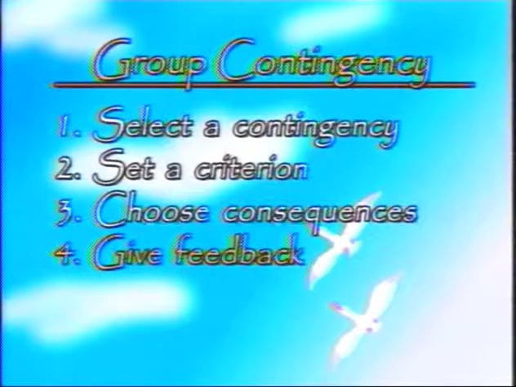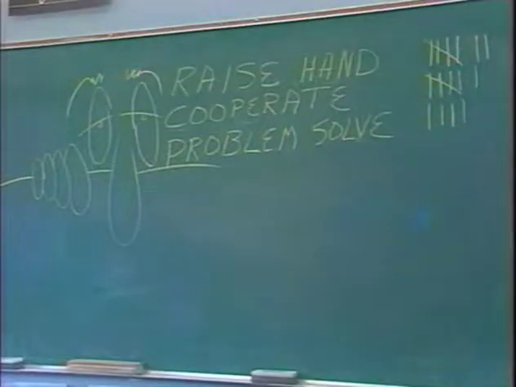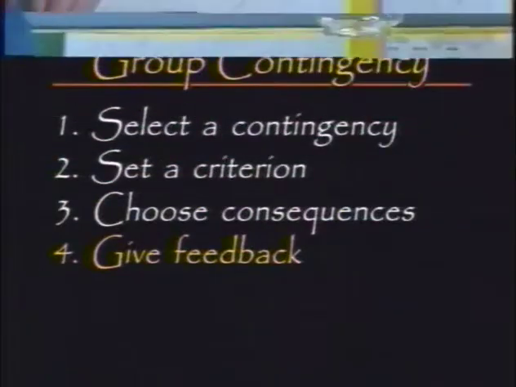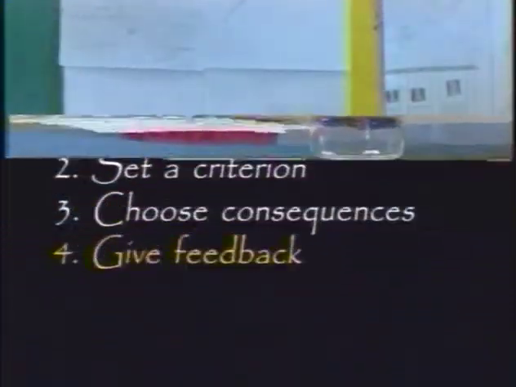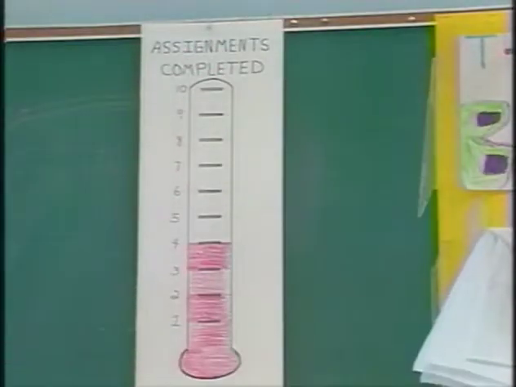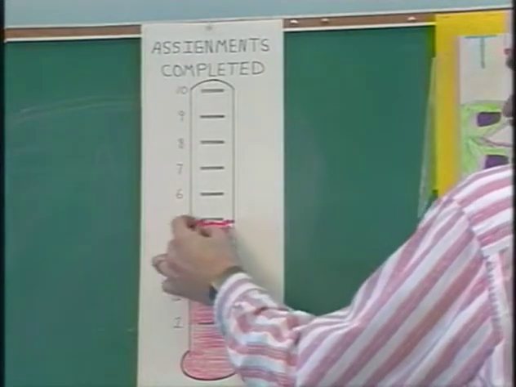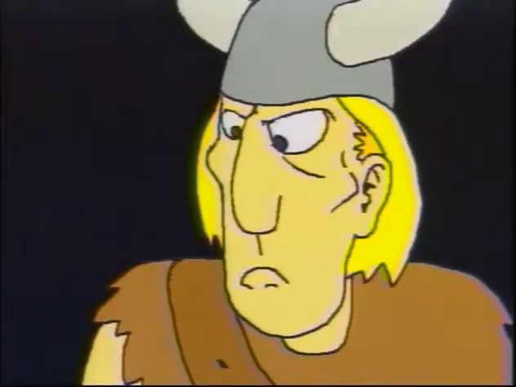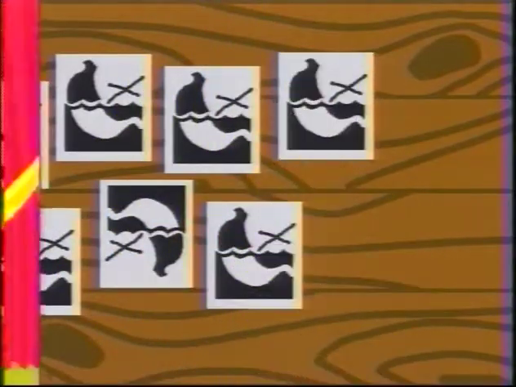The last step is give feedback. Teacher feedback tells students how well they are doing and helps them to measure their progress. Feedback might include marks on the board, marbles in a jar, or color in a section of blocks on a tower each time the group meets its criterion. Remember, visibility helps. How's this? That's great. Let's review.